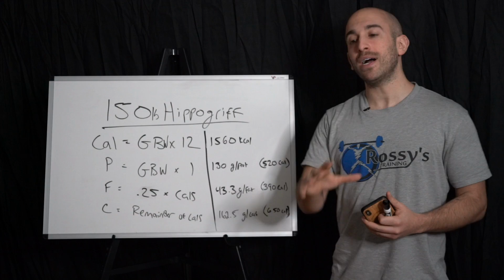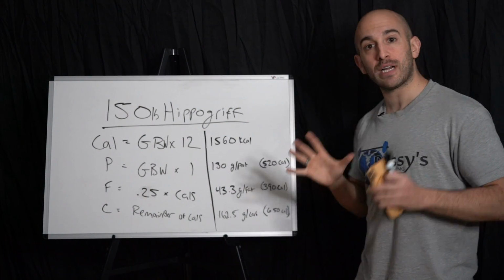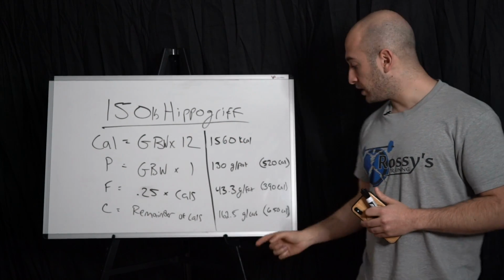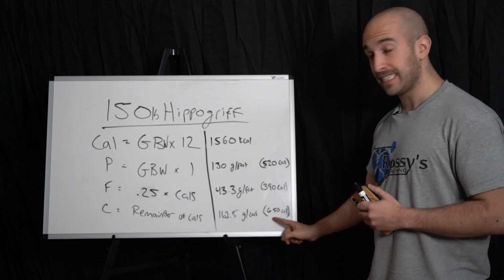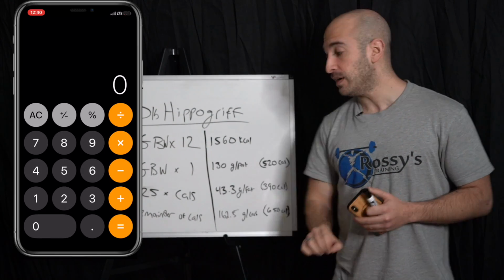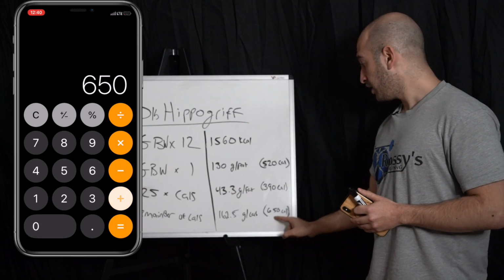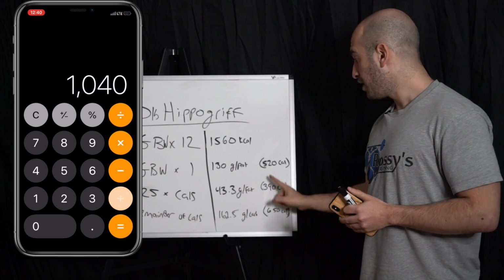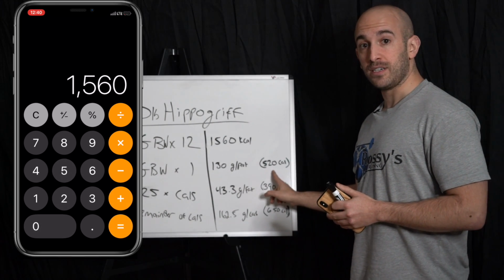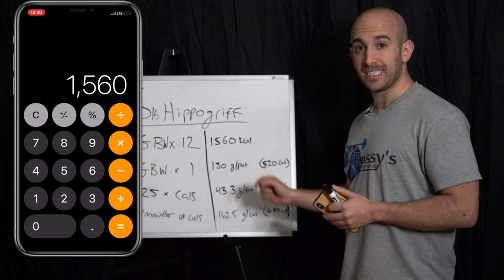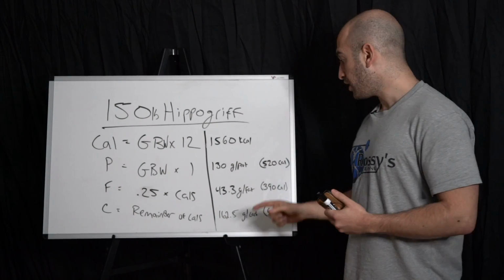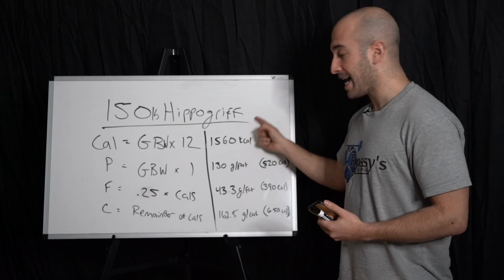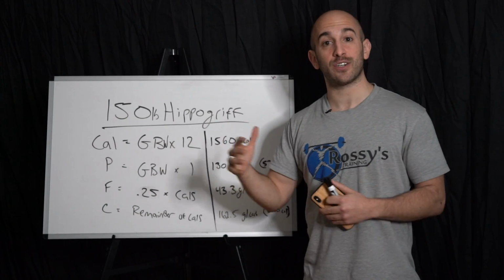And if you want to double check this, just to make sure everything is in place, what you can do is just add up the calories from each one. So do this on your calculator right now. If you add 650 plus 390 plus 520, you will get 1560. And that's how you know your macronutrients are correct, because all the total calories add up to that one number, the daily calorie intake that you need.